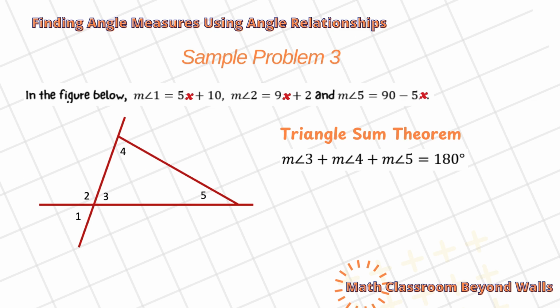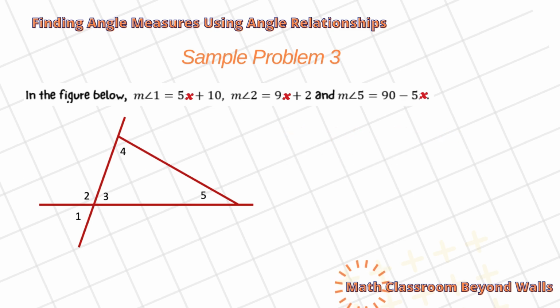Since we won't be able to get the measure of the angle without the value of x, determining the value of x will be the first thing that we will do. Now, which angles on the figure with the variable expressions are related? Right, angle 1 and angle 2. Earlier we said that these two form a linear pair and are related by this equation. The measure of angle 1 plus the measure of angle 2 equals 180.